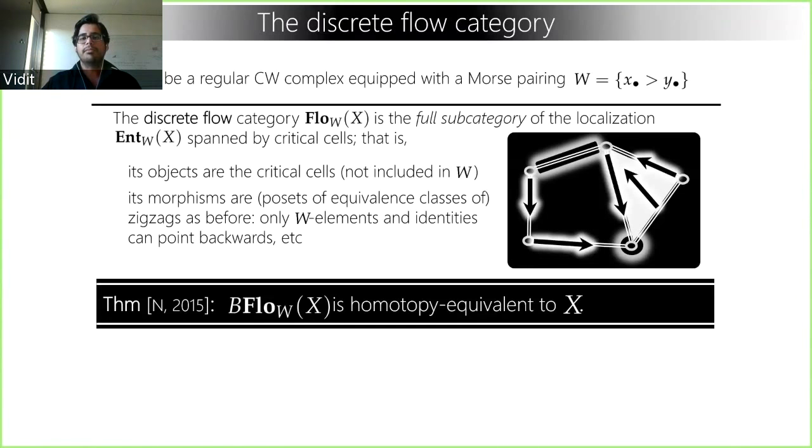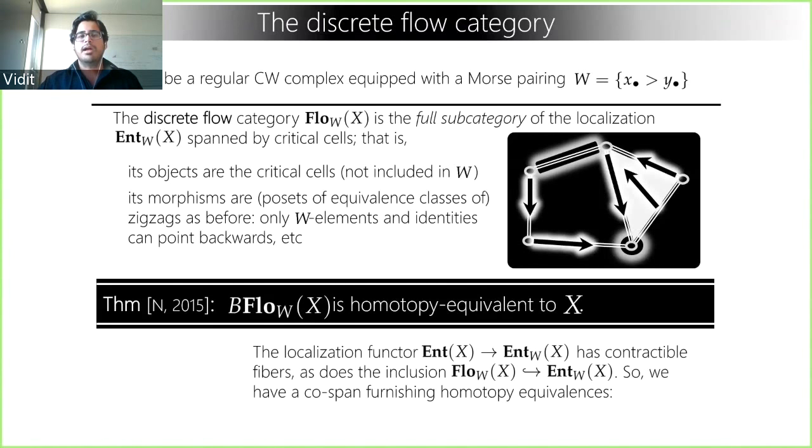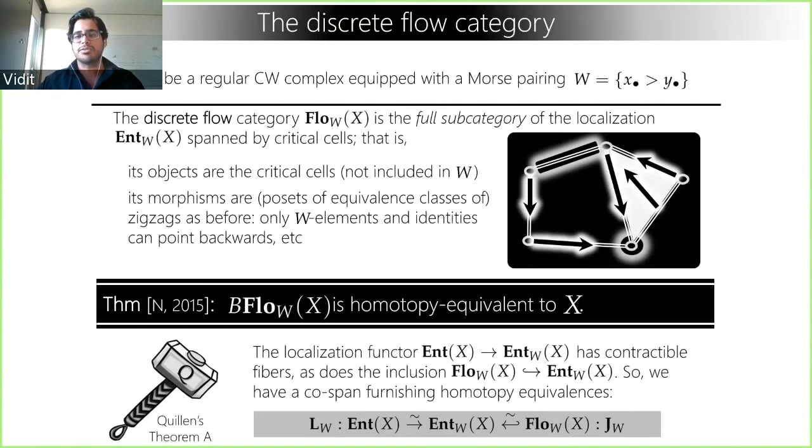And here's the theorem that this is true in general, that this flow category is homotopy equivalent to the original thing you started with, just like in Cohen-Jones and Siegel's result. So this is, in some sense, the discretization of Cohen-Jones and Siegel. And the proof for this is that the localization functor has contractible fibers. So we use Quillen's theorem A, and so does the inclusion functor. So, everything is a homotopy equivalence, and you just use Quillen's theorem to give it to you.